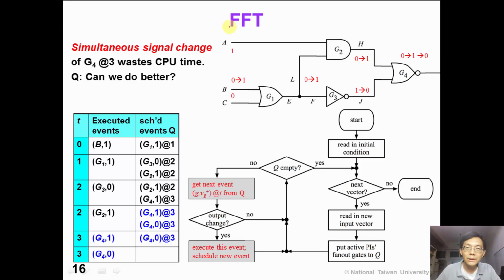Before we end this video, we have an interesting FFT for you to think about. Remember, in the previous slide, we show the output of G4 is changing from 0 to 1 and 1 to 0. This is called a simultaneous signal change. Simultaneous signal change actually wastes our CPU time. So can we do better?